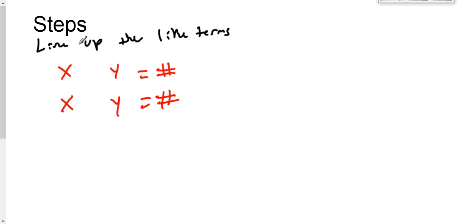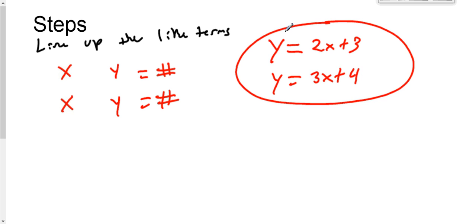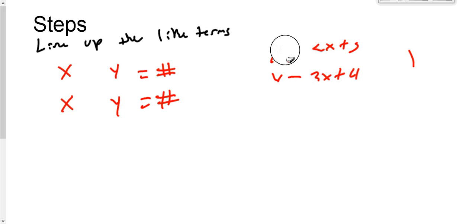It could be in standard form like this, where it's x and y on the same side. We could have elimination where we have y equals 2x plus 3, and we have y equals 3x plus 4. This also would work for elimination. Everything's lined up appropriately. So that's step number 1.